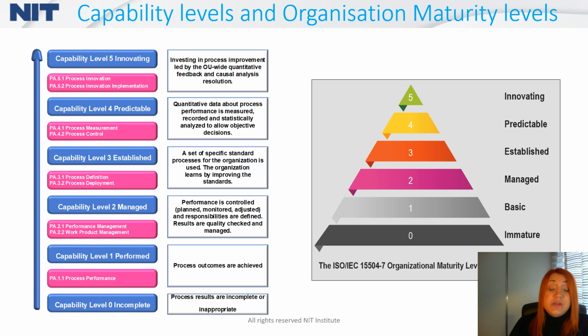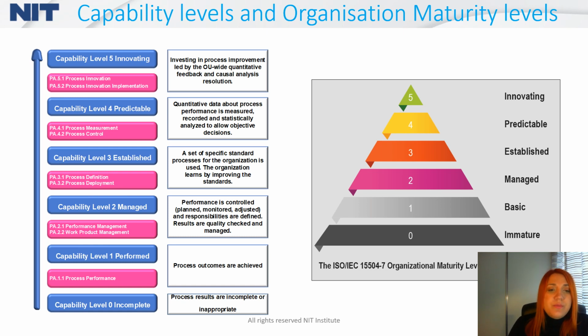In level 3, which is the first stable level of Automotive SPICE, we also have two process attributes. One is process definition and another one is process deployment. What does that mean? It means that we want to have a set of specific standard processes for the organization, and that we are using them, and that we are deploying them, and that we are preparing the learnings for the improvement of the standard. On level 4, we have predictable processes.